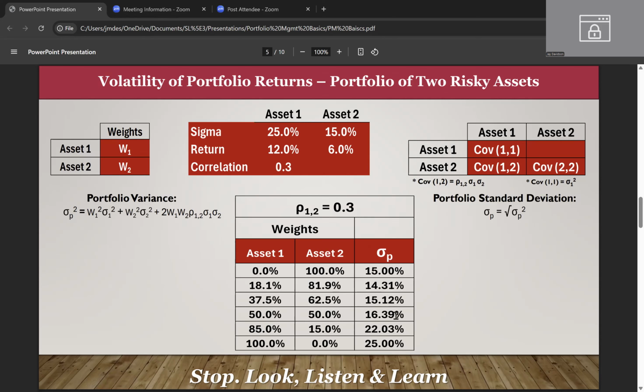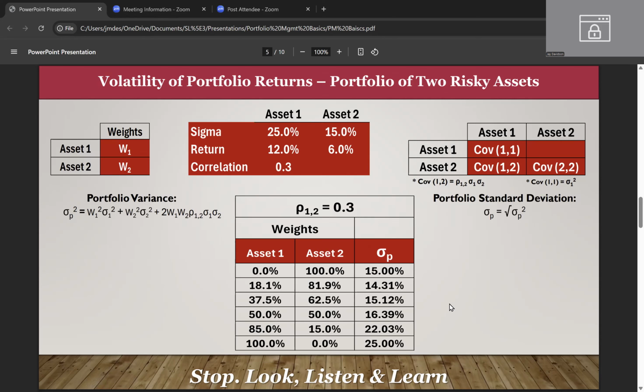What you see is that the actual standard deviation of the portfolio is less than the weighted average of the standard deviations of the two assets. And that's because of what we refer to as the diversification benefit.